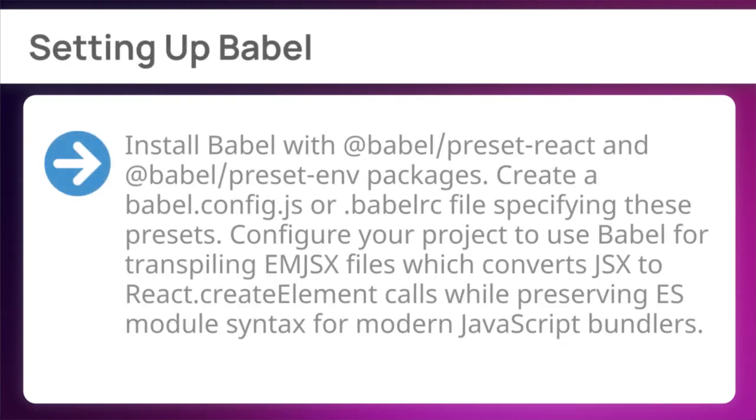Finally, setting up Babel. Install Babel with @babel/preset-react and @babel/preset-env packages. Create a babel.config.js or .babelrc file specifying these presets. Configure your project to use Babel for transpiling EMJSX files, which converts JSX to React.createElement calls while preserving ES module syntax for modern JavaScript bundlers.